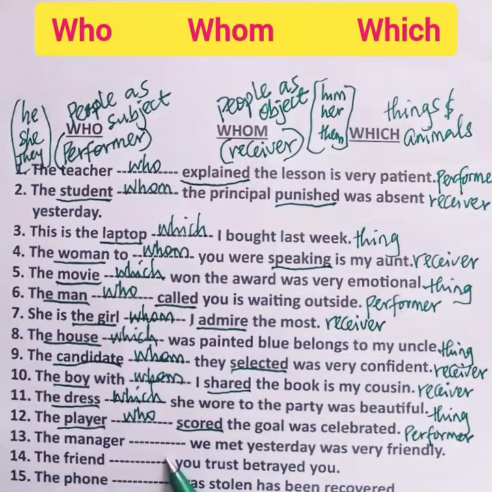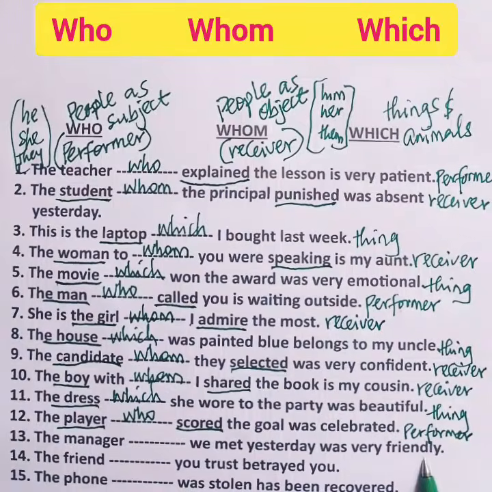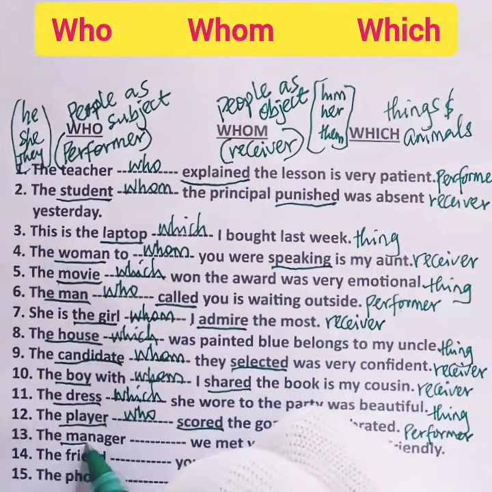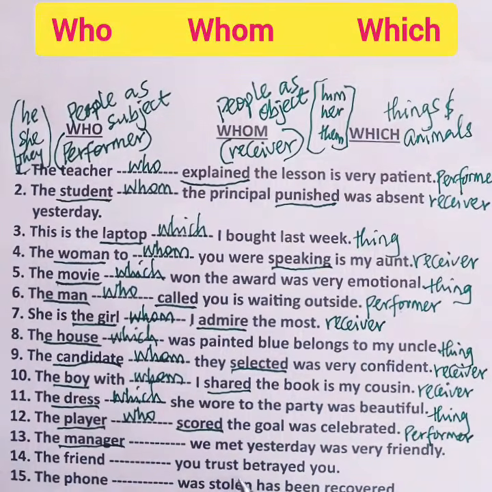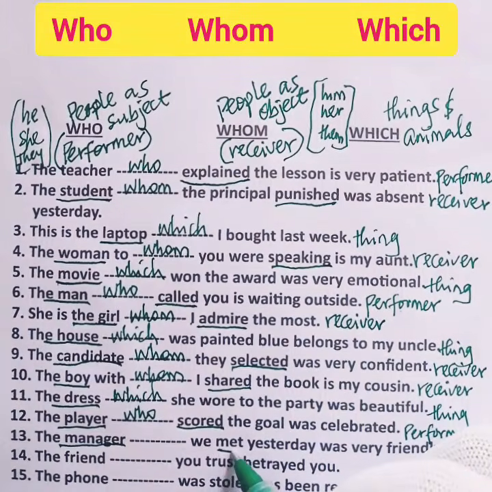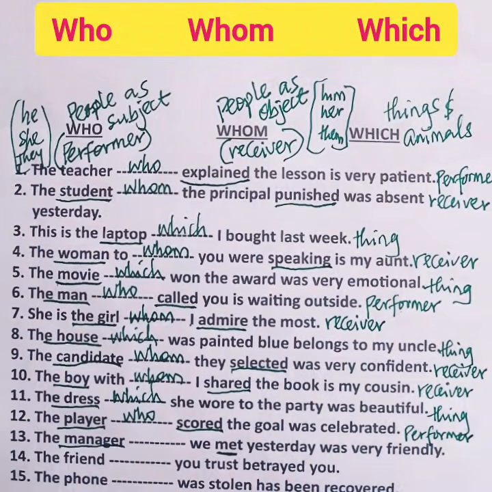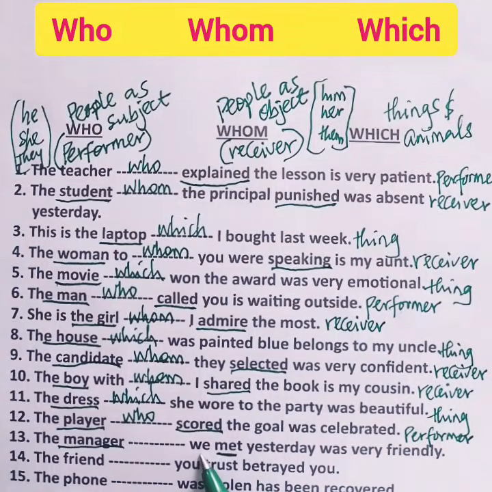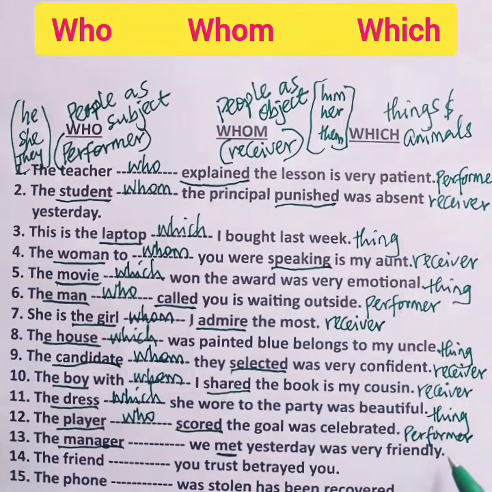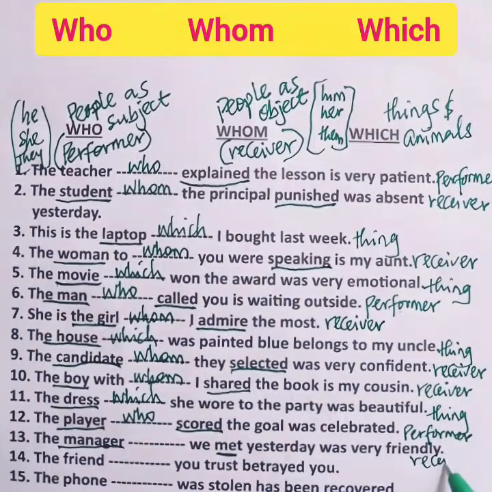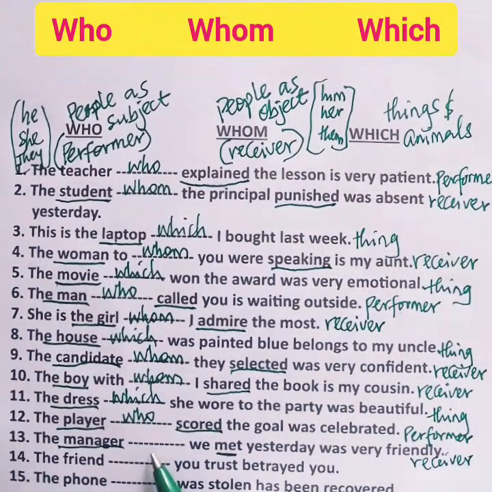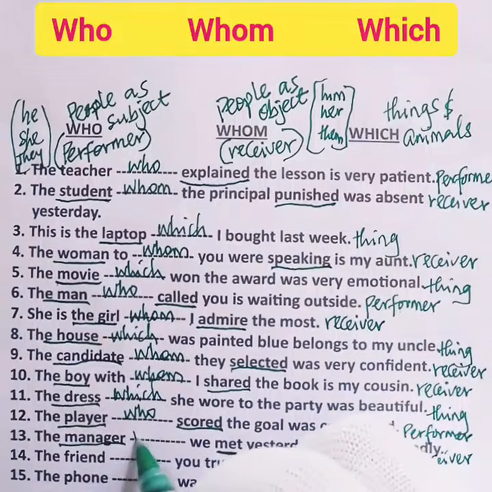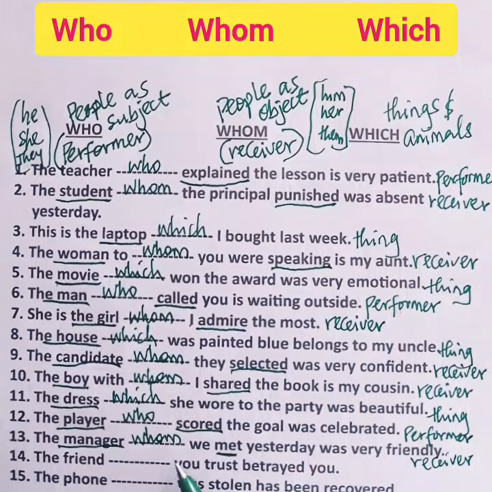13. The manager blank we met yesterday was very friendly. The key word is manager. And what is the action in the sentence? Met. The main action, met. Who performed the action? We. And who did we meet? Manager. So manager did not perform action. He is the one that received action. So he is the receiver of action. That means the correct word to use is whom. The manager whom we met yesterday was very friendly.